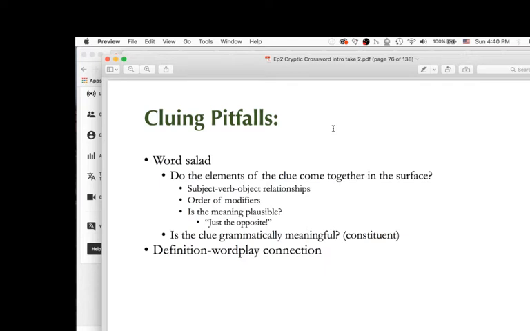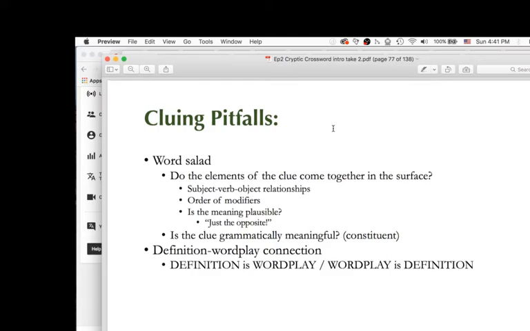Also, definition wordplay connection. You can have words that come between the definition and the wordplay to make it stick together better on the surface. However, you need to be careful that it does not imply a particular relationship between the definition and the wordplay that is not there. There are basically three kinds of relationships you can have grammatically between the definition and the wordplay. There's a reflexive relationship. Not reflection. There's the symmetric relationship. Something like definition is wordplay. You could also say wordplay is definition. Is an example of a connector that functions in that way.